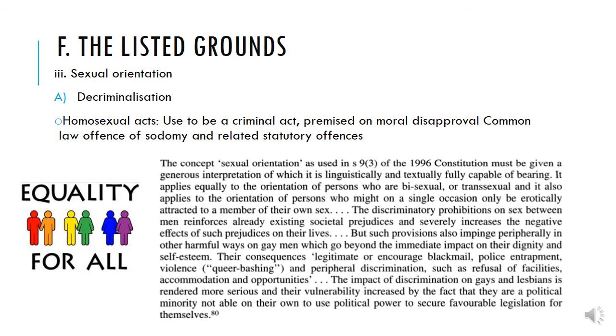So here the court explained what sexual orientation is. It refers to heterosexual relationships, homosexual relationships, transsexual, bisexual, and even people that just experiment. And the fact that we have laws discriminating against sexual acts between males, as sodomy is a sexual act between two gay men, infringes on their lives. And except for the fact that it has an impact on their dignity and self-esteem, it also has consequences of blackmail, police entrapment, etc. Now, according to the court, the sexual orientation provision protects an identifiable group, those people erotically attracted to members of the same sex.